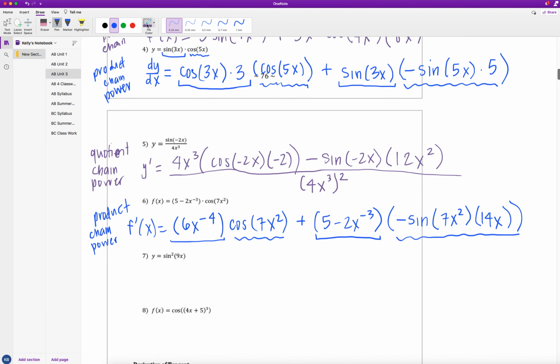Let's look at 7. In example 7, we have y equals sine squared of 9x. This will involve a chain rule because I have a trig function here. But what do you guys think the outermost function is? Because I have three functions going on right now. I have the sine, I have the squared, and I have the 9x. What do you think the outermost function is? Well, as it stands right now, it's really hard to think about what the outermost function is, and I want us to do a little review on the side over here.